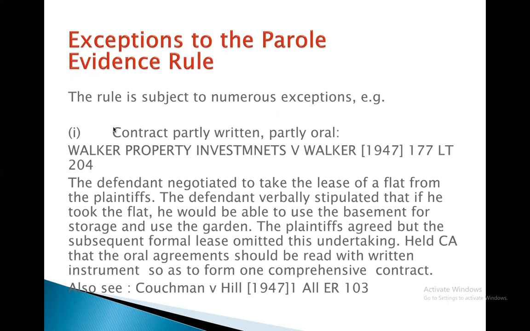Because, as we indicated, the contract you are dealing with is partly in writing and partly by word of mouth. Then where, for example, what is stated in the written part is not clear, it will be proper for you to admit external evidence in order to illuminate or shed light on the situation. So quite apart from Walker Property Investment against Walker, it is also useful to look at the case of Coachman against Hale.